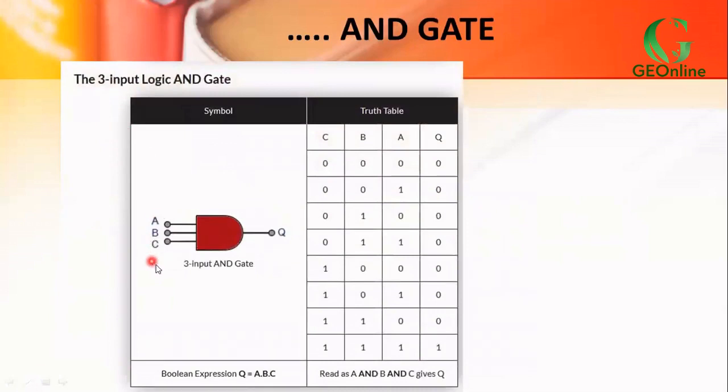This is the symbol of 3 input logic AND gate in which we have 3 inputs A, B, C and 1 output. So this AND gate is also giving an output only when all the inputs are high, because output Q is equal to A into B into C. 3 input AND gate gives output only when all the inputs are high. If any one of the input is low, the output is low or 0.